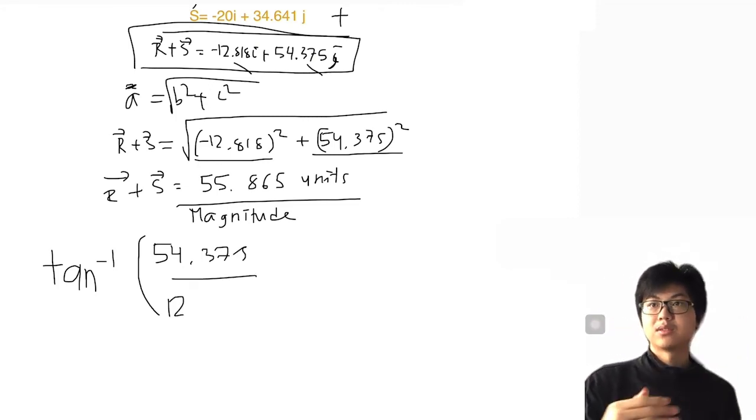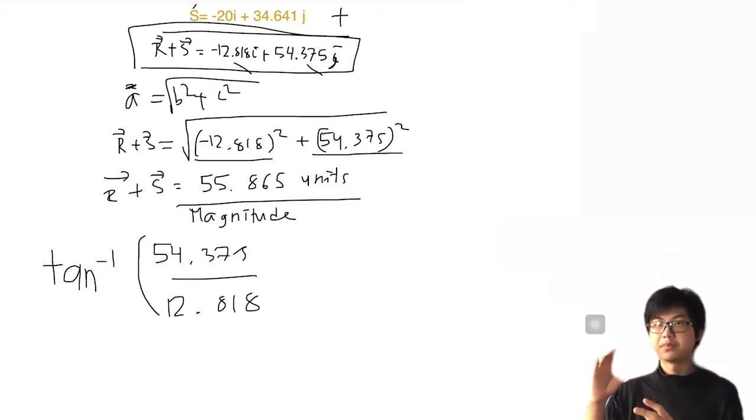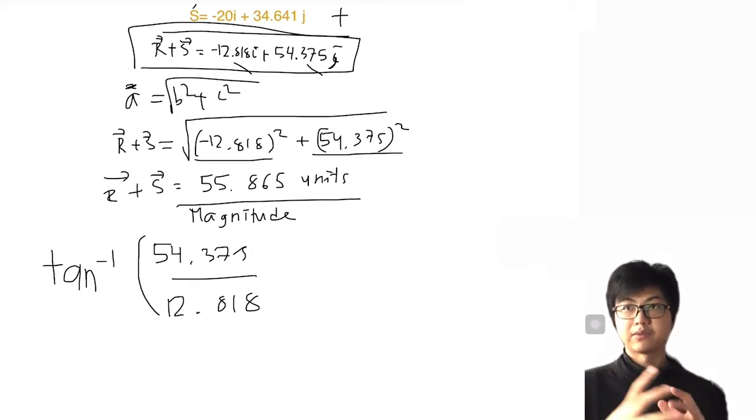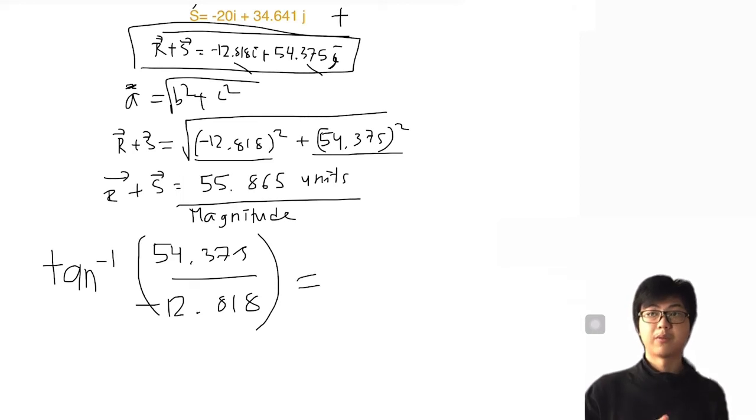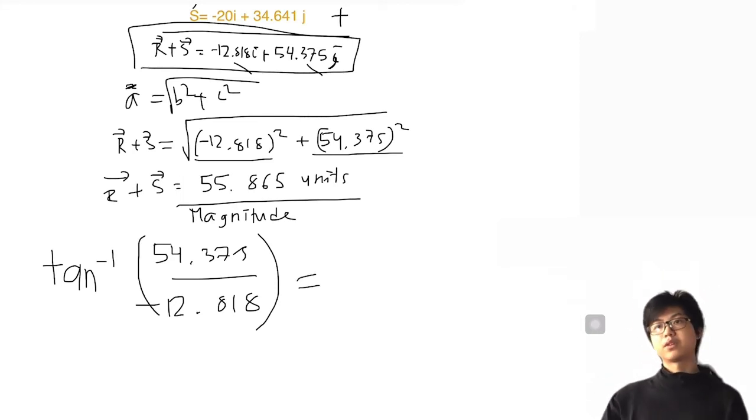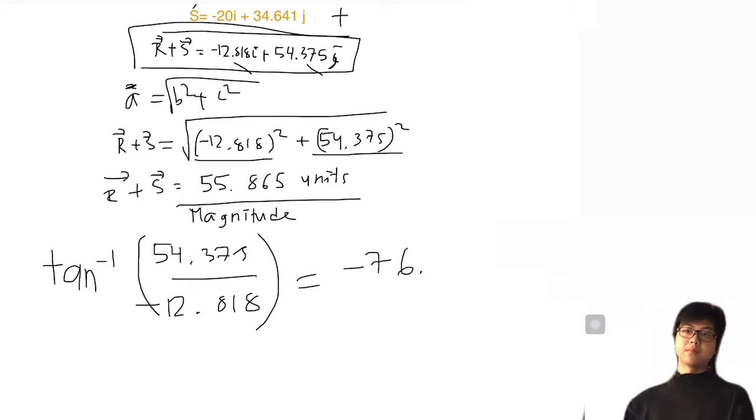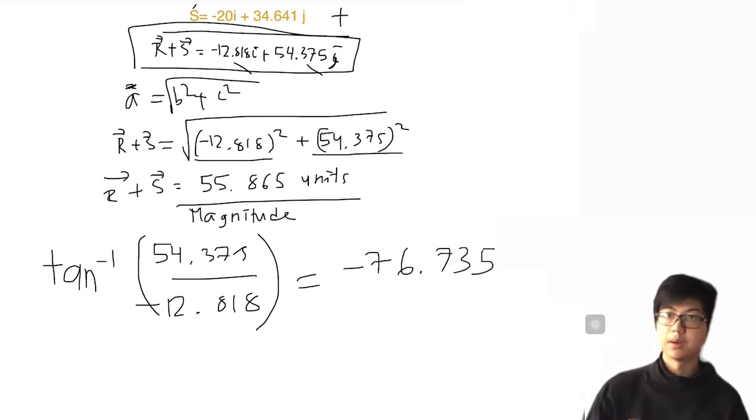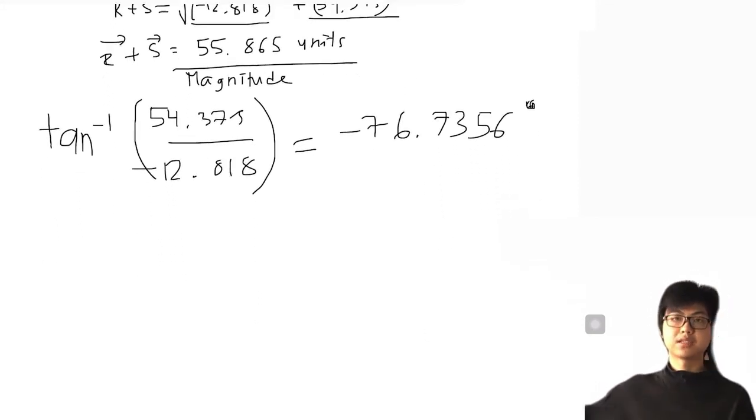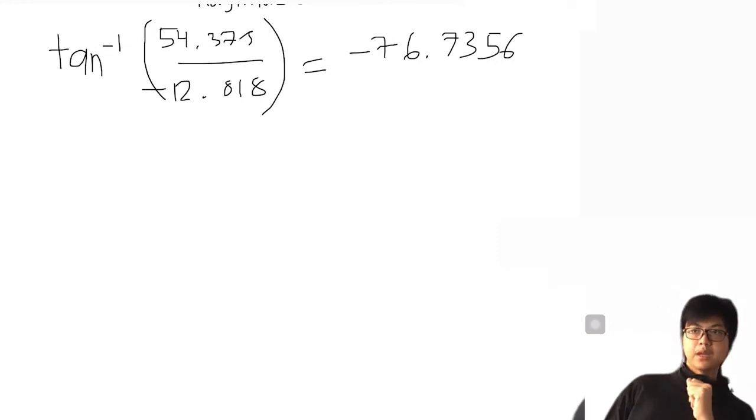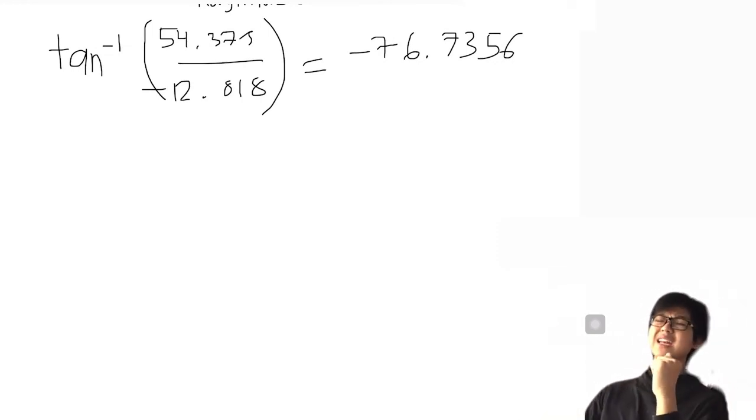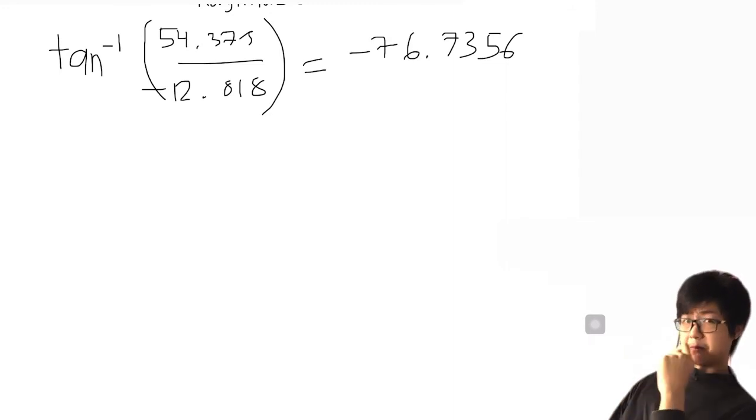Get it? So it's going to be the j component, which is 54.375, over the I component, which is negative 12.818. And if you just put it in a calculator, because I don't think you use your brain for this one, that's a long decimal, you get negative 76.7356 degrees. Now, before I go any further, can a degree be negative?